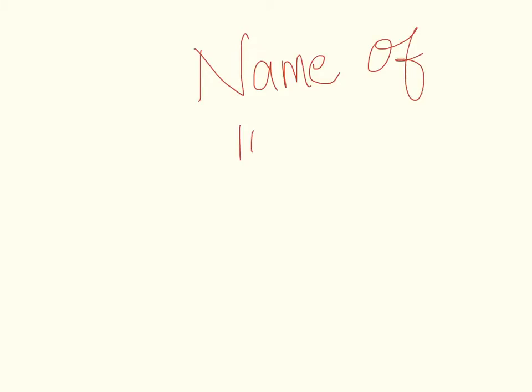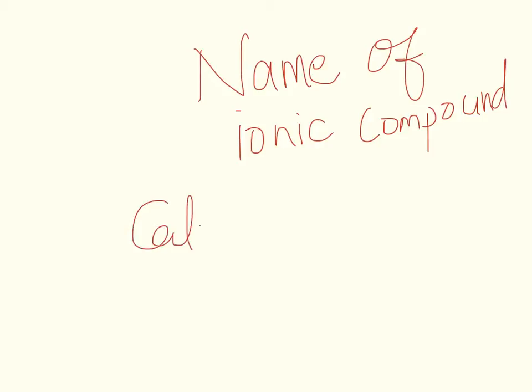Now, how do you name these ions? Naming of ionic compounds. Okay, how do you name these compounds? First of all, the basic rule is that you name the cation first and then you name the anion.